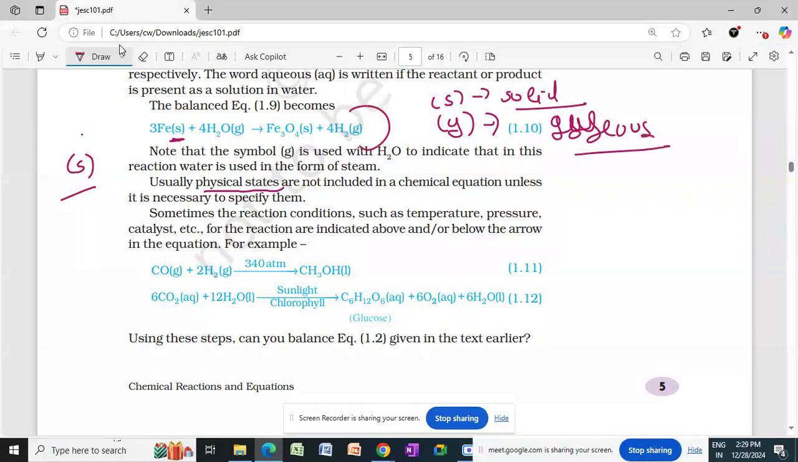Okay, clear? So this S and this G, they are mentioning the physical state. So usually, underline this thing, usually physical states are not included in a chemical equation unless it is necessary to specify them. Understood? Understood, or any doubts in this point? Yeah, it is liquid. These are the three physical states of matter.